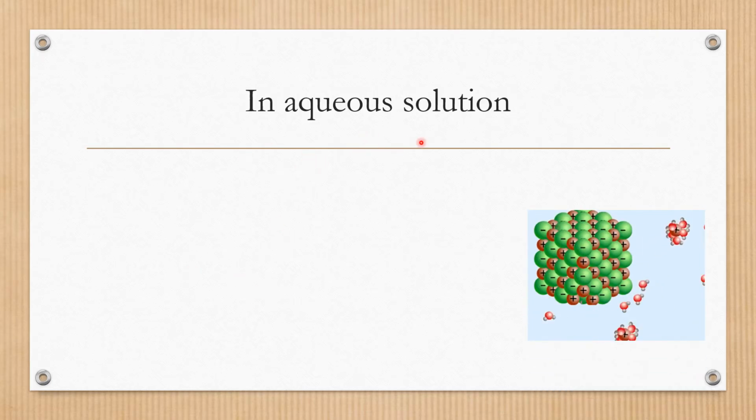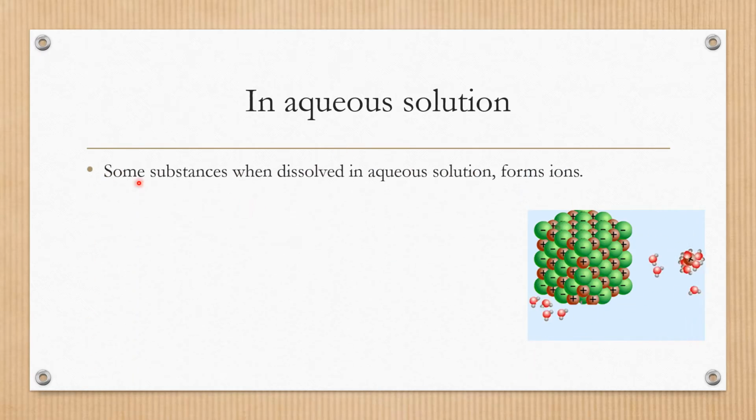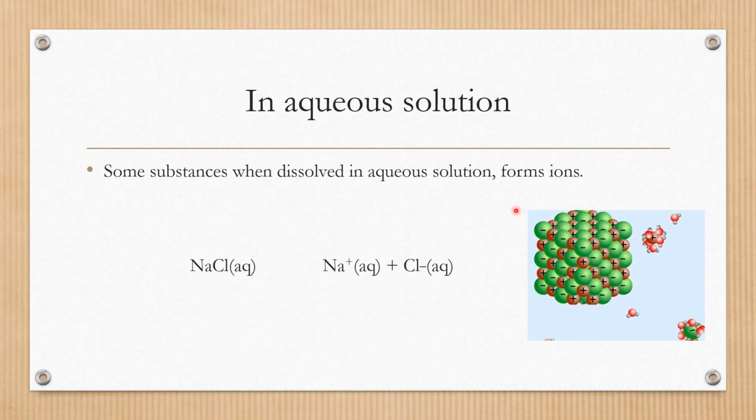In aqueous solution, we see what happens when salt, that is NaCl, reacts in aqueous solution. Okay, some substances when dissolved in aqueous solution form ions, okay, as we know. Okay, let us dissolve NaCl in aqueous solution. That aqueous solution means we have to dissolve the NaCl in water and it forms ions, that is Na plus and Cl minus. Okay, this is a basic concept we have to know.